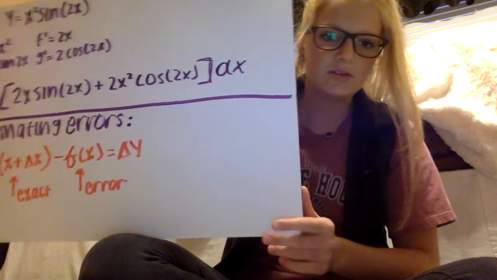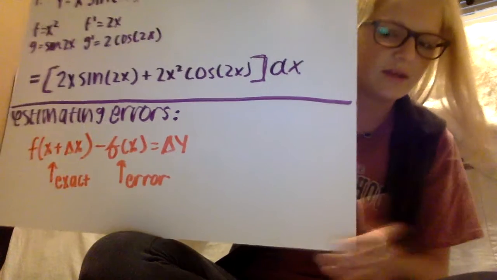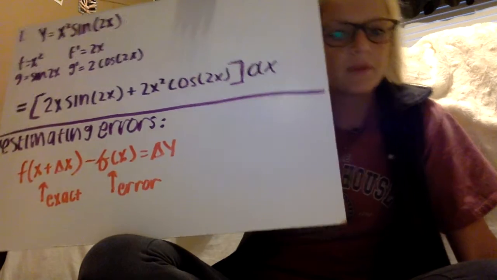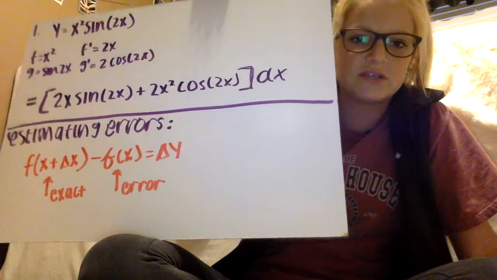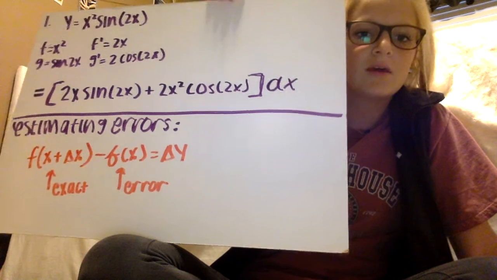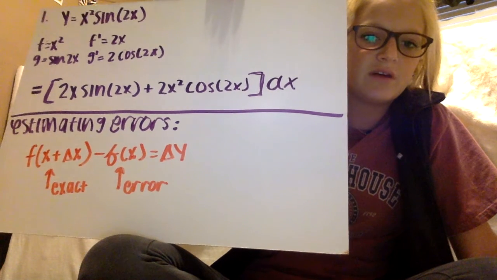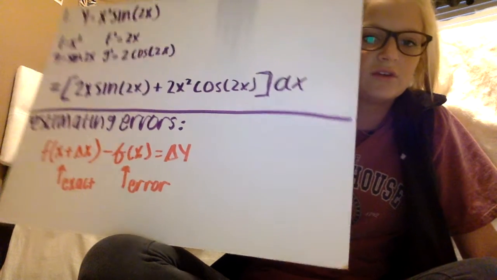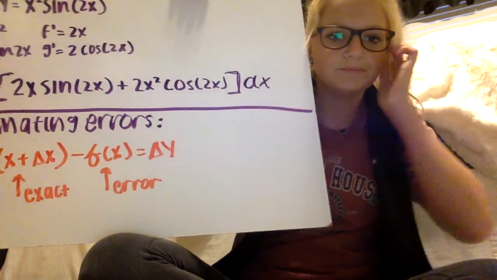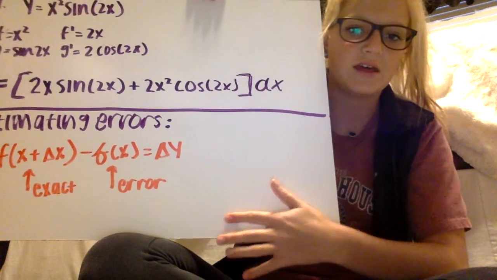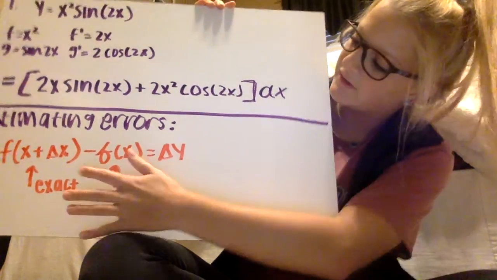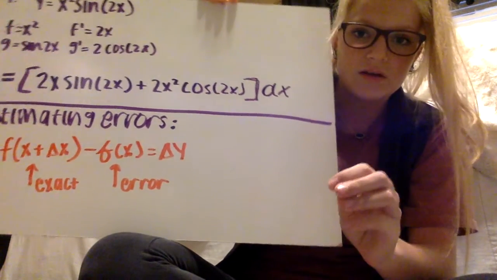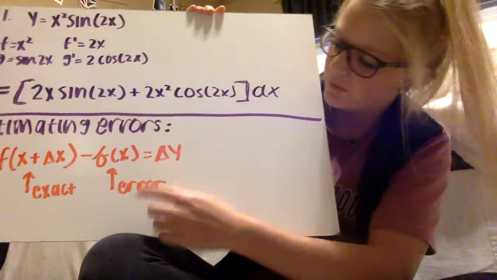Alright, right there I have the estimating errors section of it. This is an equation that you might see often. It's saying delta y, the change in y, is equal to f of x plus delta x, the change in x, minus f of x. Whenever you're looking at that equation, you want to keep in mind that the first section right there is going to be your exact value, versus your approximate guess, and then the second one is going to be the error.